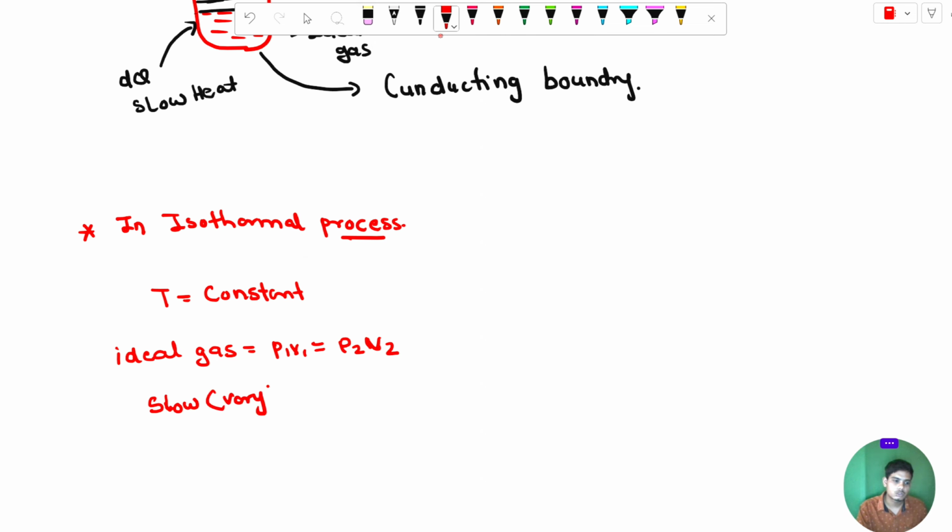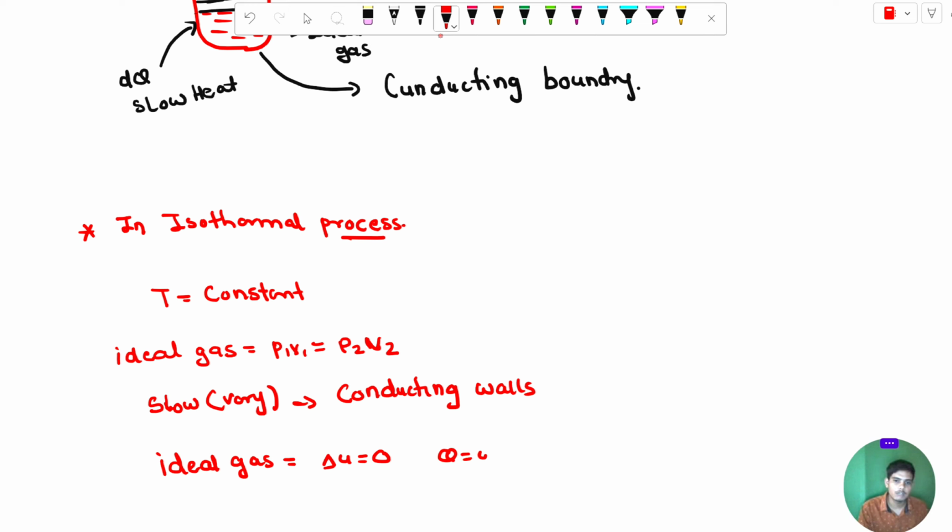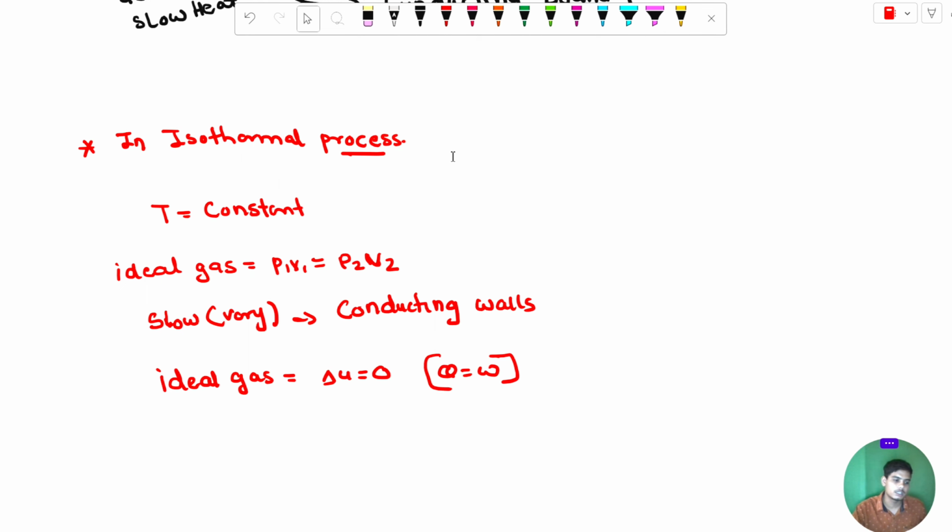Slow reaction, and in the presence of a conducting wall. This is the condition for an isothermal process. And an ideal gas must be required. In an ideal gas, the change in internal energy, delta U, is also zero. And if the change in internal energy is zero, the value of Q is equal to the value of work. The amount of heat you provide to the system, the same amount of work will be done by the system.